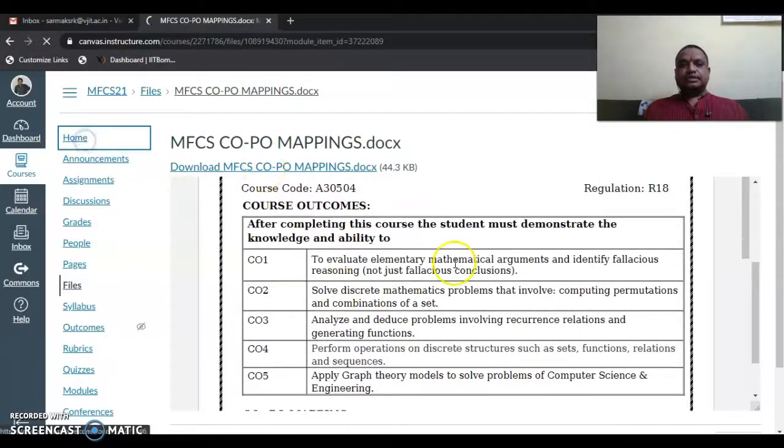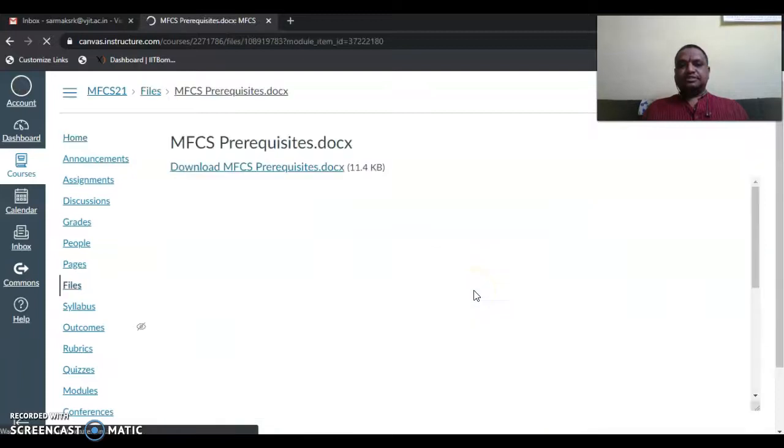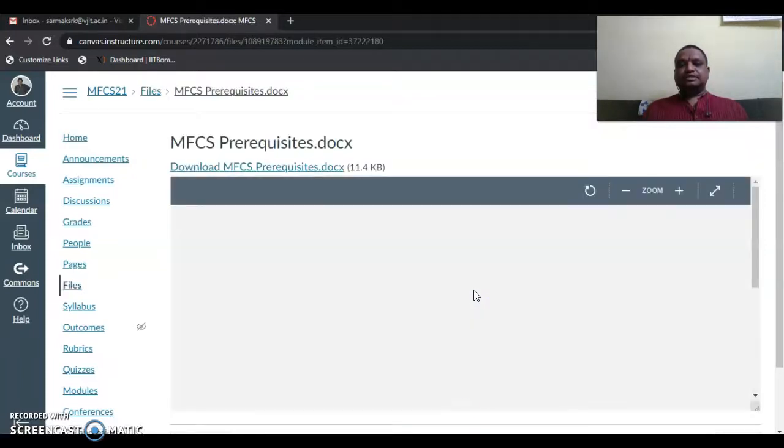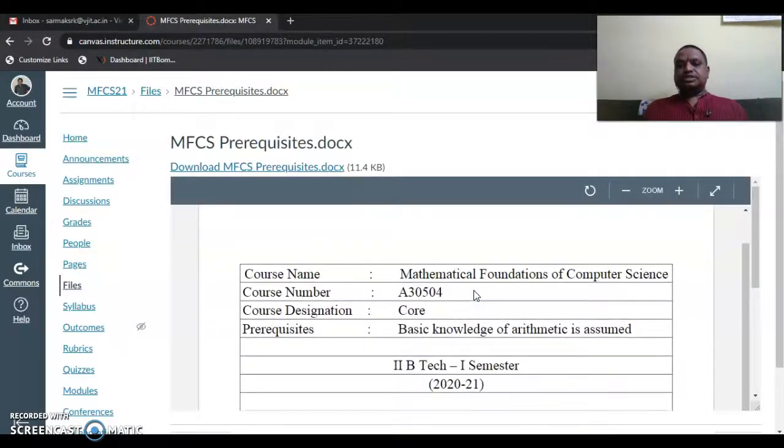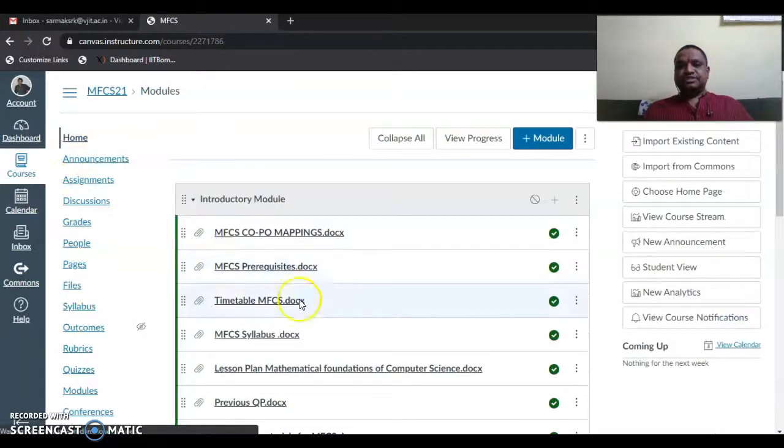Then coming to the prerequisites for the subject. The students require some basic knowledge of arithmetic and algebra. So that is required for the subject. So these are the prerequisites of the subject, that is MFCS.